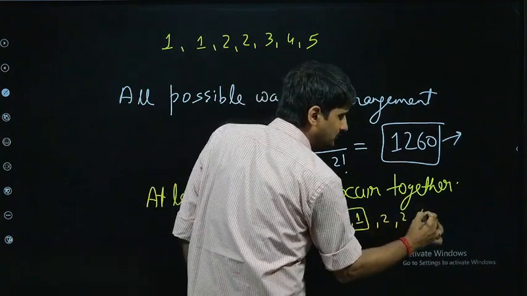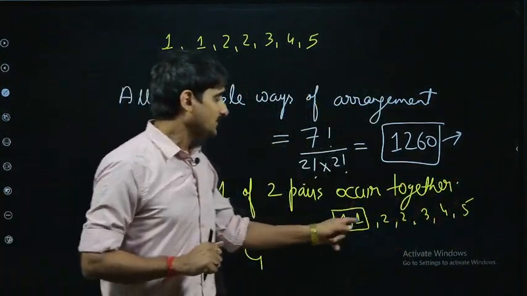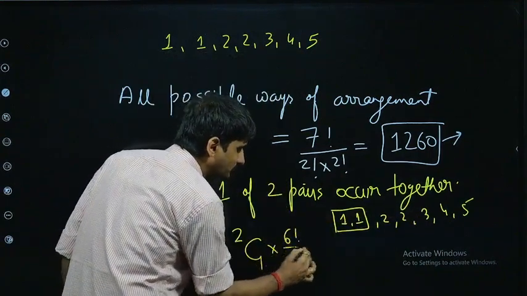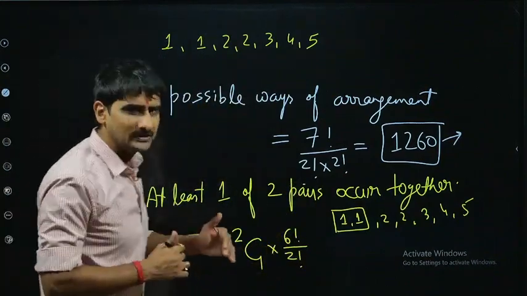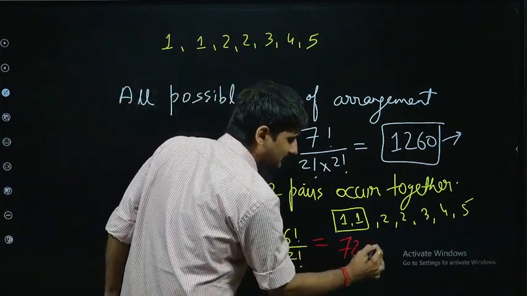Then 2 2 3 4 5. So how many objects do we have? One box is one object. So 1 2 3 4 5 6. So we have 6 objects, out of which 2 2 are identical. So when at least one of the 2 pairs occur together, how many ways do we have? 6 factorial by 2 factorial. This is 720 ways.